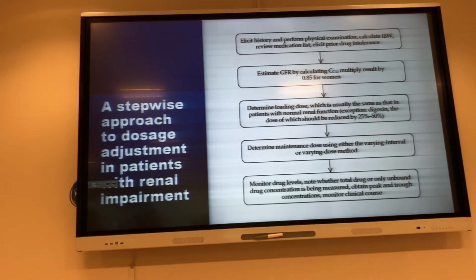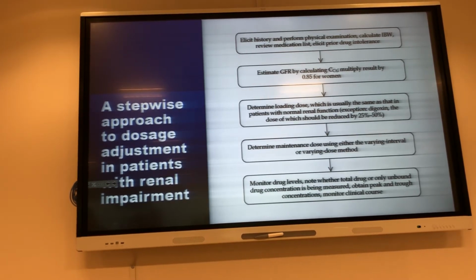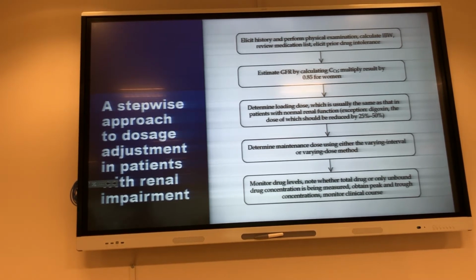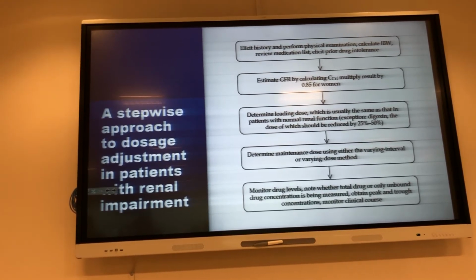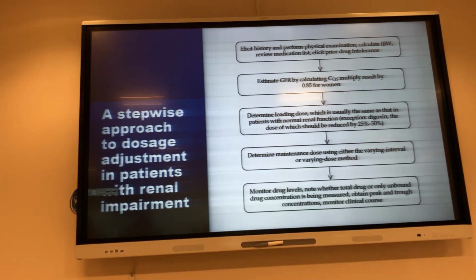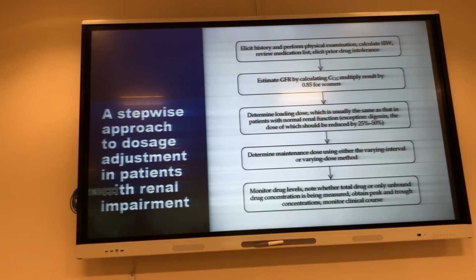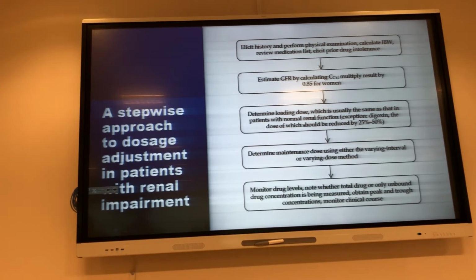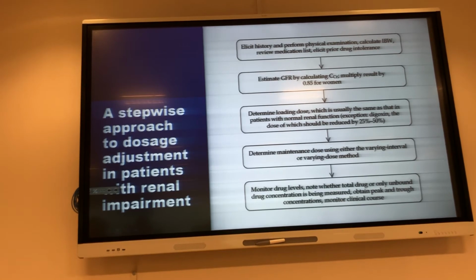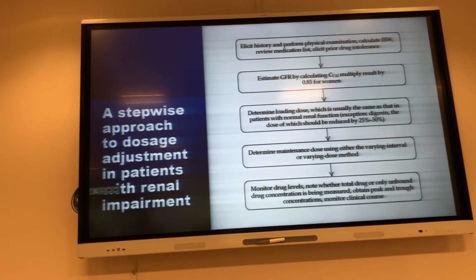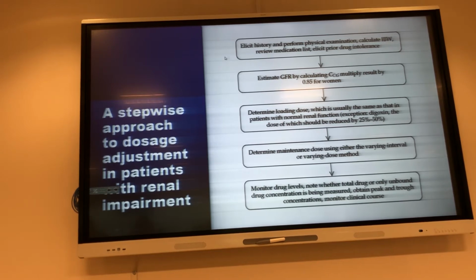So overall, what we usually do is a stepwise approach to dosing adjustment. In general, when we have a patient who has CKD, or we think they're at risk of CKD, or taking drugs that can induce CKD or acute kidney injury, we look at the history and physical examination, calculate the IBW, review the medication list, and see if there's any prior drug tolerance. Then we calculate the eGFR or creatinine clearance.